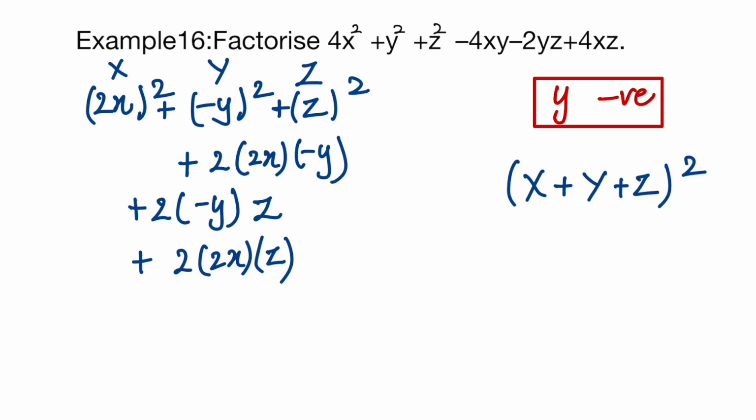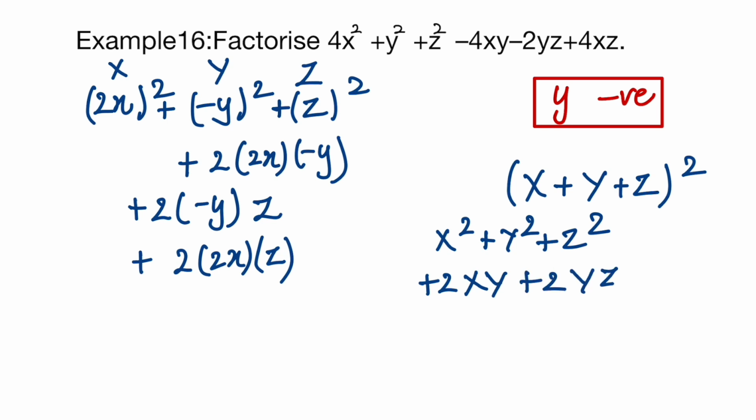Okay, now all I have done is we know the identity, right? The identity is x squared plus y squared plus z squared plus 2 into xy plus 2 into yz plus 2 into xz. We know the identity. I've just tried to write this polynomial in the form of this identity. Okay, now as you can see, this polynomial is in the form of the identity, right? X squared plus y squared plus z squared. Here 2x is our x, so x squared plus y squared plus z squared, and this is our 2xy term, and this is our 2yz term, and this is our 2xz term.